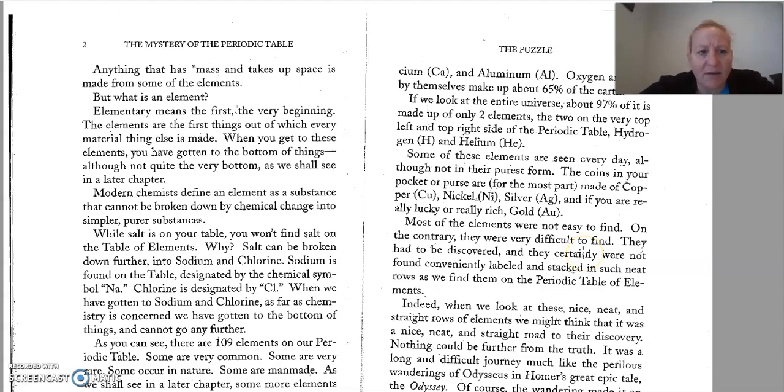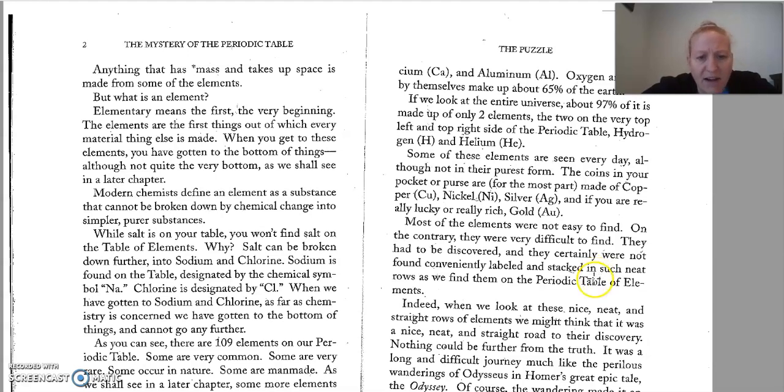But what is an element? Elementary means the first, the very beginning. The elements are the first things out of which every other material thing is made. When you get to these elements, you have gotten to the bottom of things, although not quite at the very bottom, as we shall see in a later chapter.